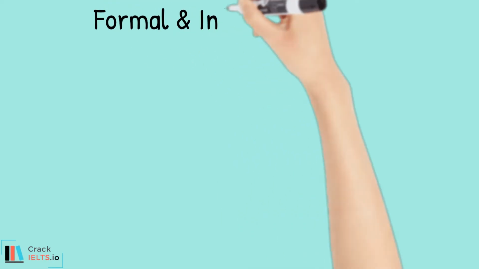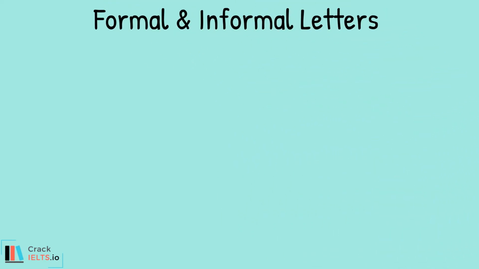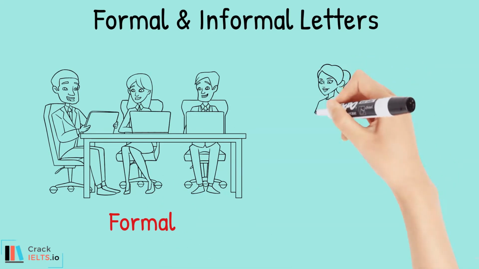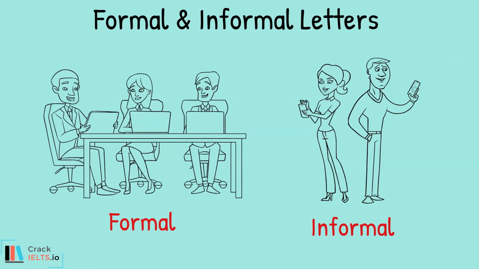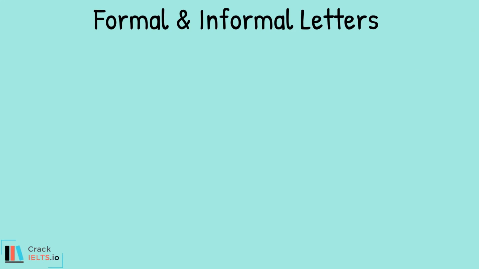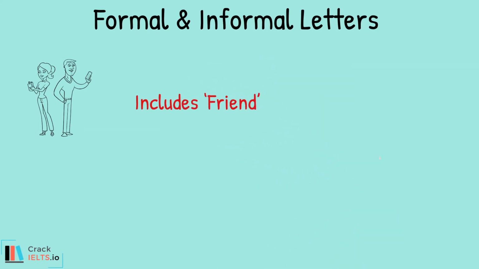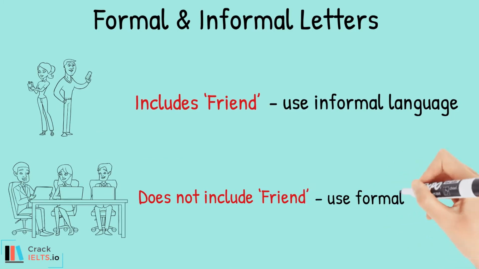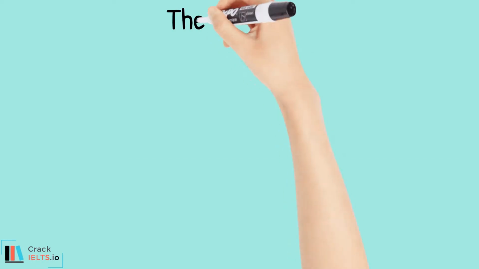Next, let's look at formal and informal letters. Your letter must be written in an appropriate tone and style. There are 2 options: formal to someone you don't know or don't know well, informal to a friend. It is essential that you are able to identify what type of question you are required to write. Follow this general rule. If the question includes the word friend, use informal language. If the question does not include the word friend, use formal language. We do not know the teacher in our question, so we will write a formal letter. This leads us to the opening of the letter, that is the greeting.